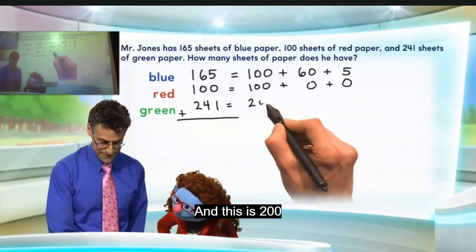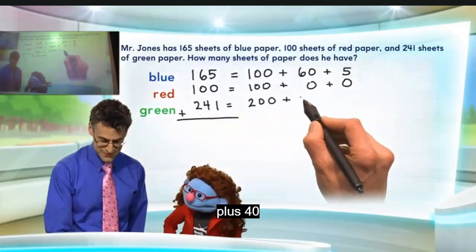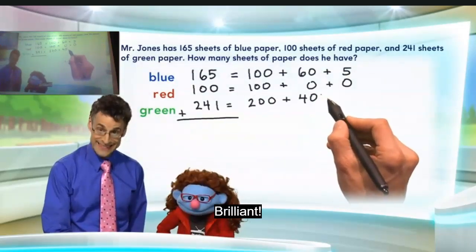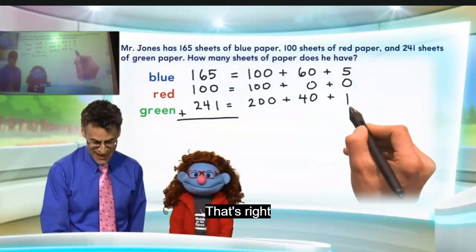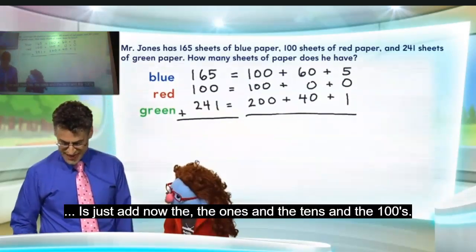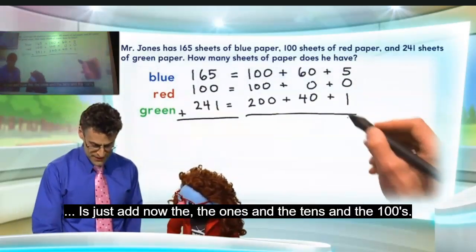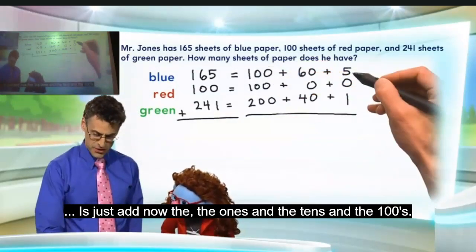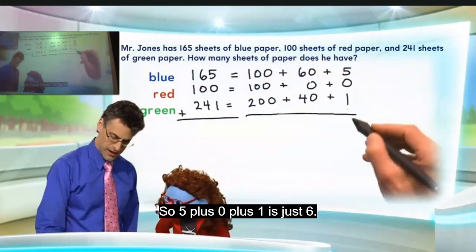And this is 200 plus 40 plus 1. Now, what we could do is just add the ones, the tens, and the hundreds. So 5 plus 0 plus 1 is just 6.